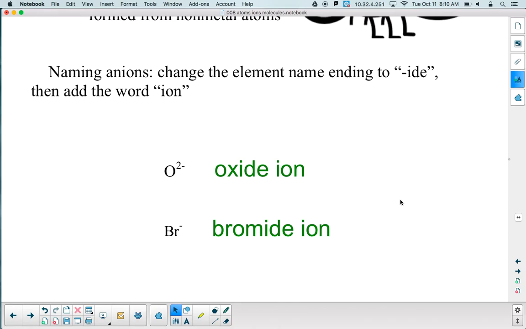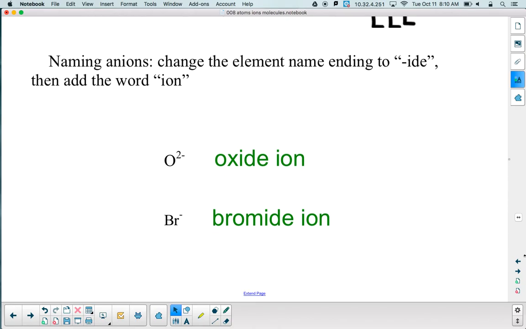Notice again, there's nothing in the name to indicate that oxide is -2 and bromide is -1, but we know that based upon the position of these elements in the periodic table, and therefore we don't need any kind of an indicator at all.